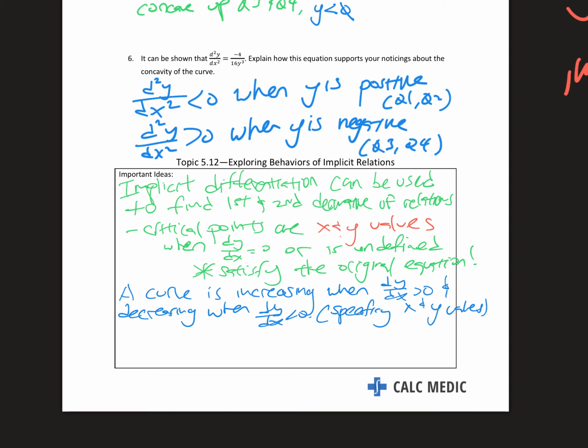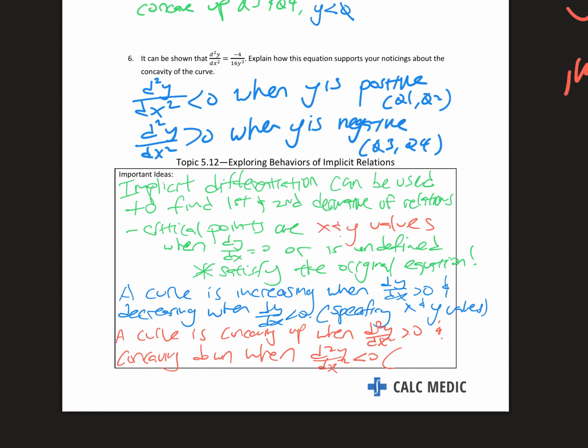And lastly, a curve is concaving up when the second derivative is greater than 0 and concaving down when the second derivative is less than 0. And we also need to specify x and y values.